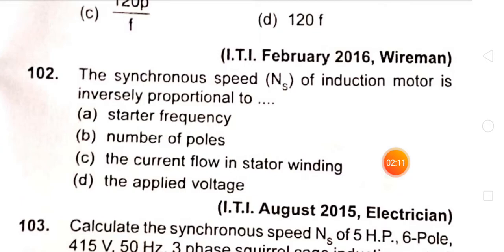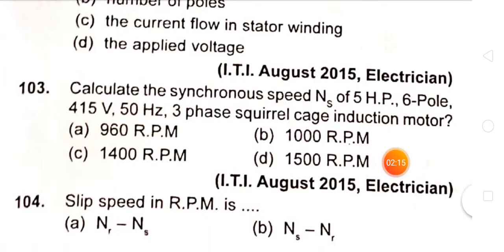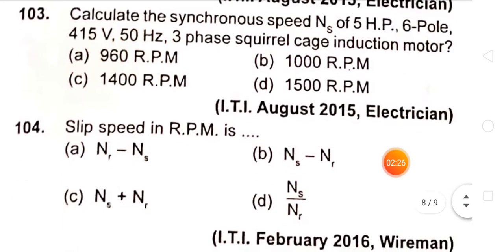number of poles. Calculate the synchronous speed Ns of a 5 HP 6 pole 415 volt 50 Hz 3-phase squirrel cage induction motor. Answer is 1000 RPM.